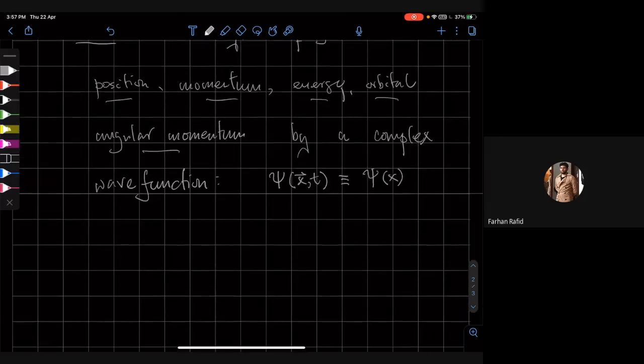Now, you might say, why do we have these different rules for spin and for other degrees of freedom? There's actually a unified point of view, in which you think of psi of x as an infinite dimensional vector. Okay?